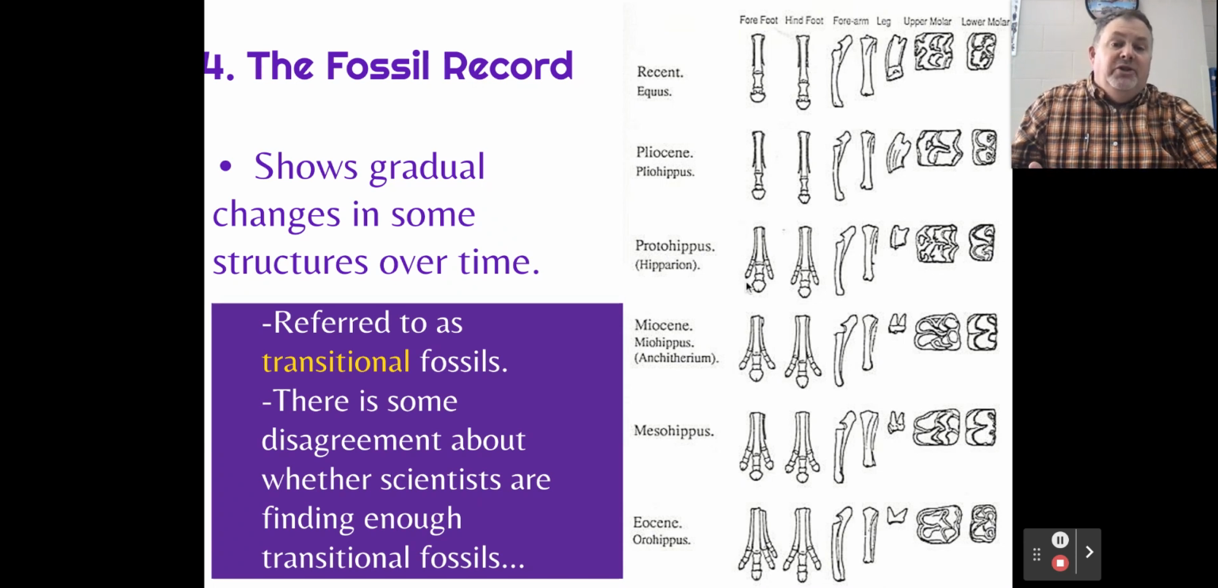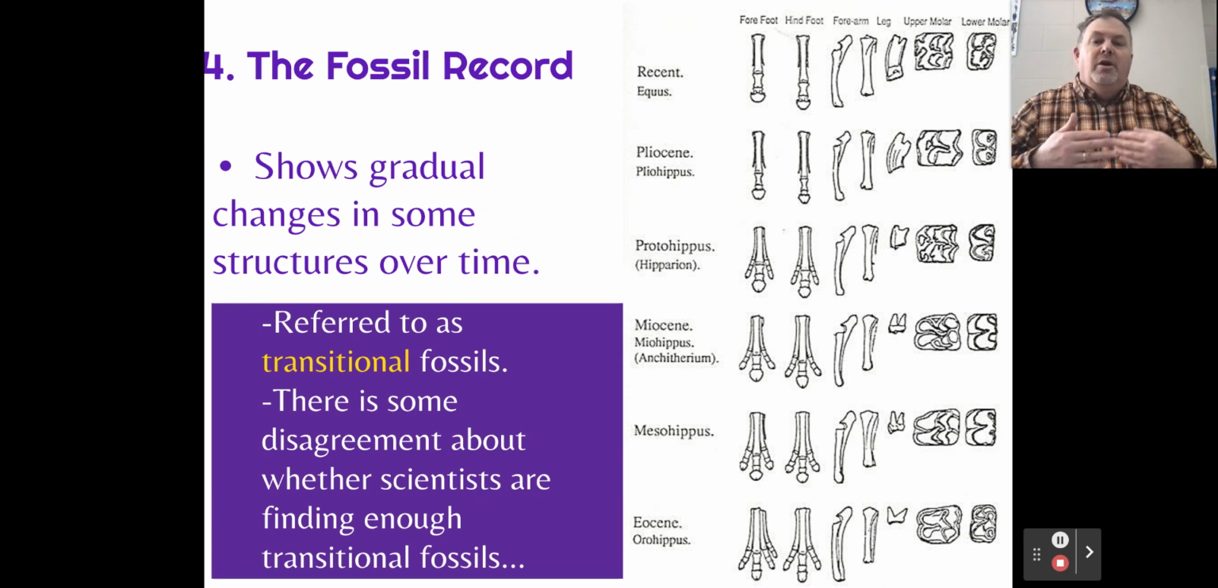Now, if we're missing some of these, maybe going from this third proto-hippus to the Pliocene, then potentially we're missing some transitional fossils that would also be helpful in showing the transition over time from these species into some of their new adaptations.